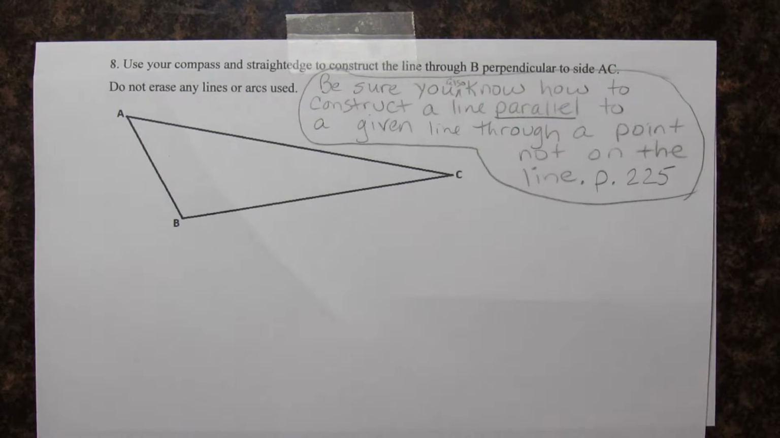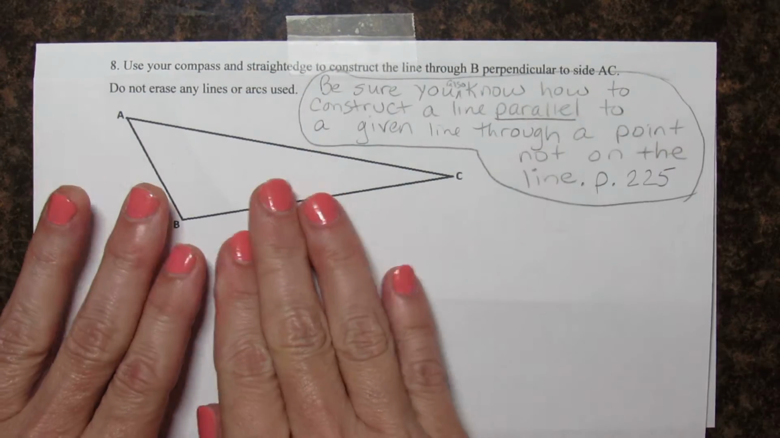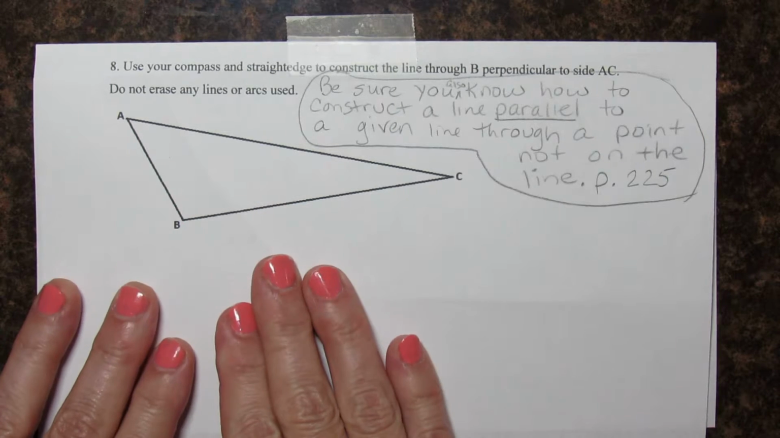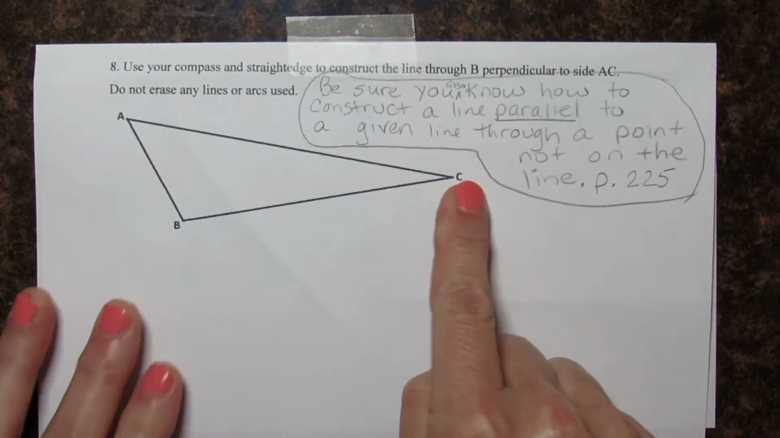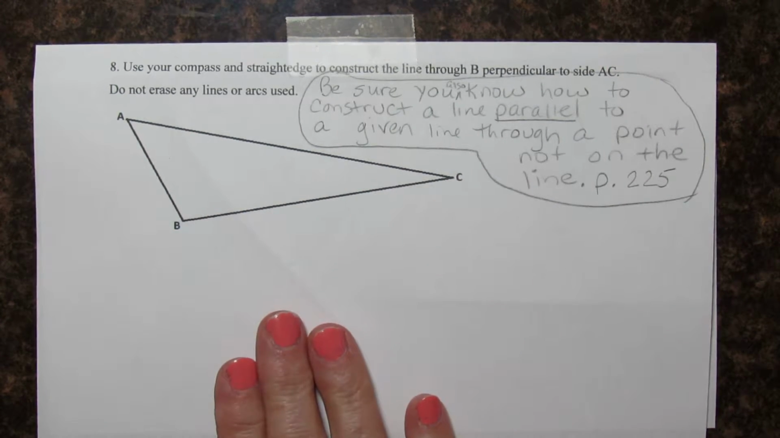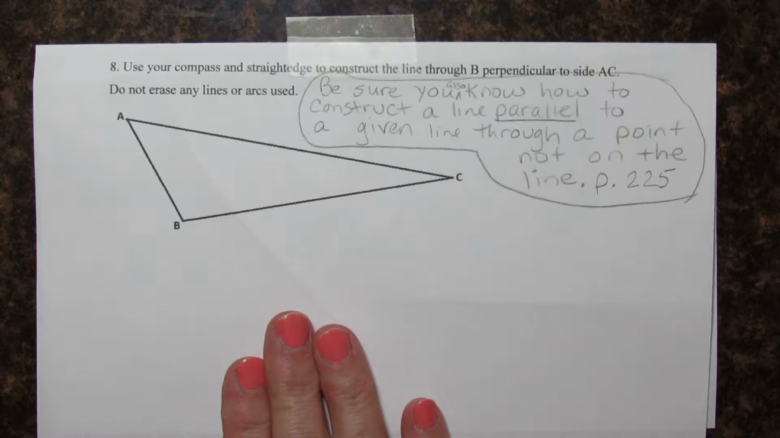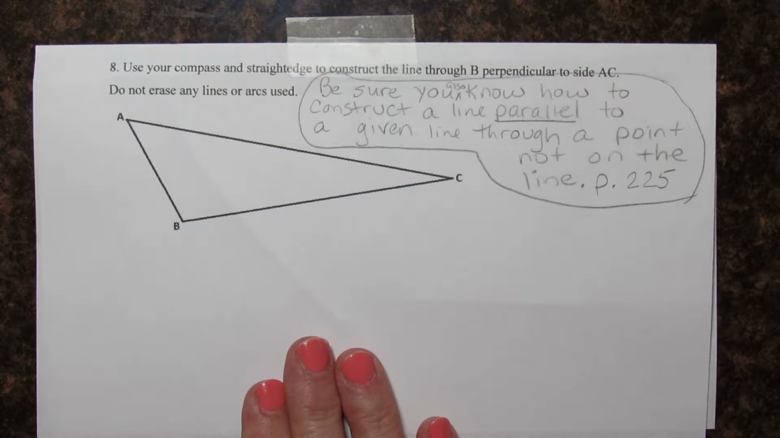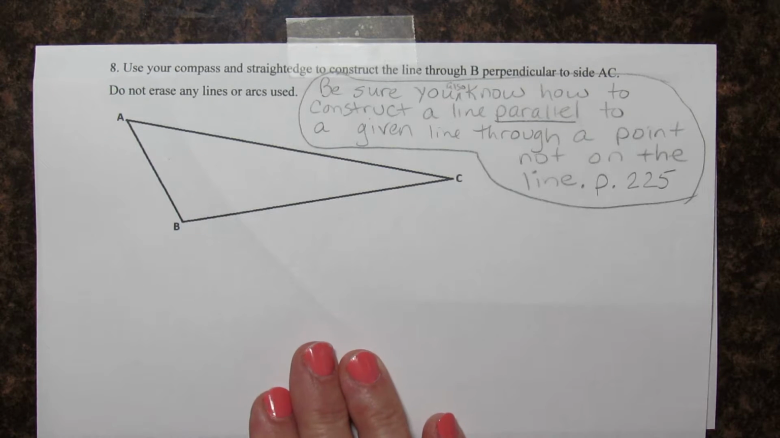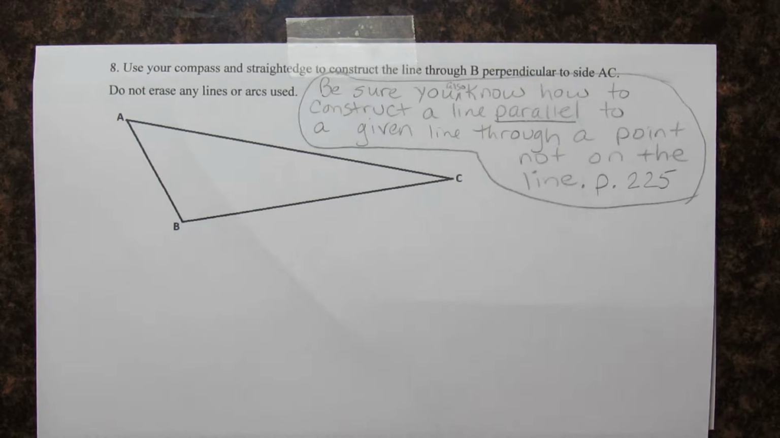Okay, on number 8, you're supposed to use your compass and straight edge to construct the line through B perpendicular to AC. Whenever you do a construction on a test, make sure that you do not erase any of the arcs that you used, because I have to be able to see those arcs to know if you actually did the construction. If you just did it by eyeballing it, you don't get any points. You have to use the actual construction method that the book teaches you.